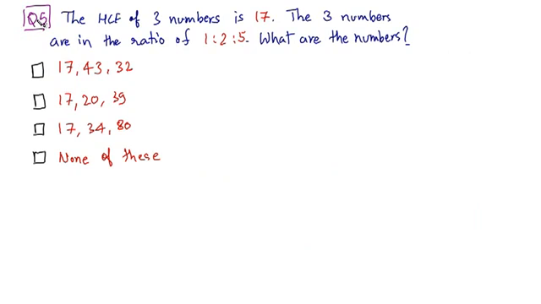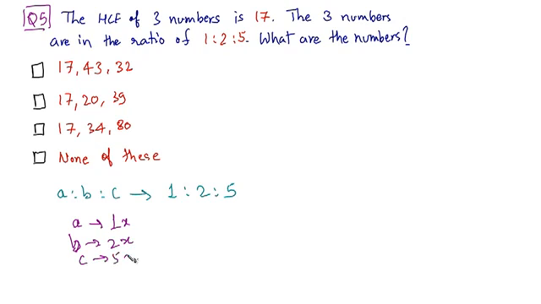Let's move on to question number 5. The HCF of three numbers is 17. The three numbers are in the ratio 1:2:5. What could be the numbers? Now we have been given the ratio of the numbers. Let's consider the numbers as A, B and C. So A is to B is to C is given as 1:2:5. As the ratio is given, we can easily say that A is 1x, B is 2x and C is 5x.